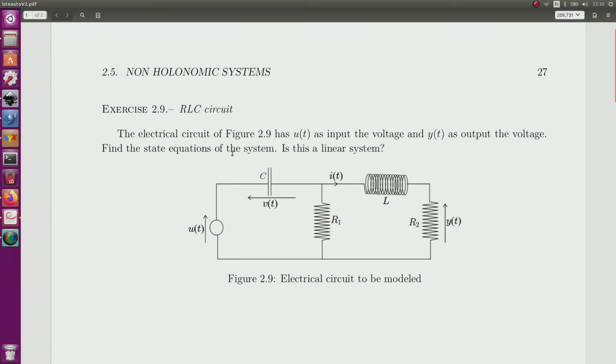RLC circuit. So we consider this electric circuit of the speaker, and the input is U, the voltage here, and the output is Y, the voltage at the bounds of the resistor R2. We have to find the equation of the system, and then we'll show that the system is linear.